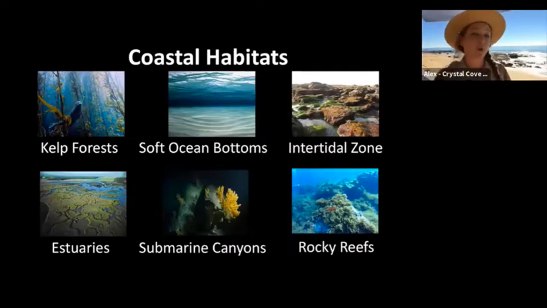And MPAs protect a number of different kinds of underwater habitats. So these are the different habitat types that are protected by MPAs in California. We have the kelp forest, we have soft ocean bottoms, intertidal zone, another term for our tide pool habitat, estuaries, submarine canyons, and rocky reefs.